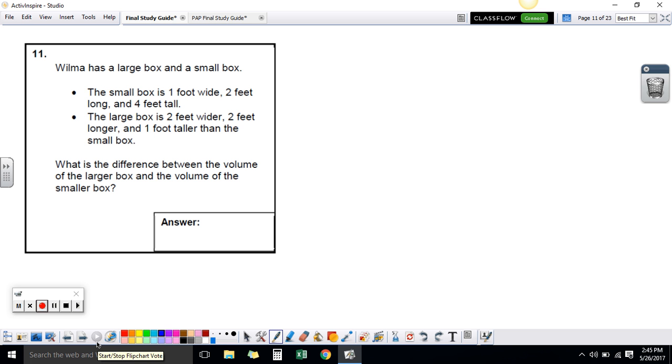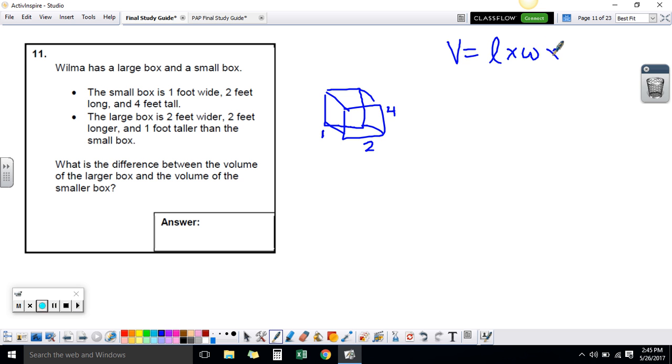Okay, number 11. It says that Wilma has a large box and a small box. The small box is 1 foot wide, 2 feet long, and 4 feet tall. So I'm going to draw a small box and label the 1 foot wide, 2 feet long, and 4 feet tall. Now remember, volume equals length times width times height. So we take 1 times 2 equals 2, 2 times 4 equals 8. So our volume is 8 cubic feet for your small box.